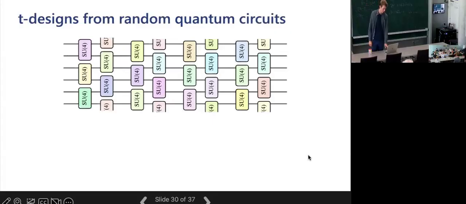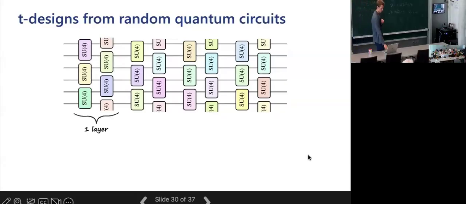So we'll talk about random circuits, and just so that we all know what a random circuit looks like, here is a picture. Imagine you have 6 qubits in this case, and there are various models of random circuit, but the one we'll use is this brickwork model, where you place 2 qubit gates in this brickwork arrangement, and you sample each 2 qubit gate uniformly, independently from SU(4), the group of 2 qubit unitaries.